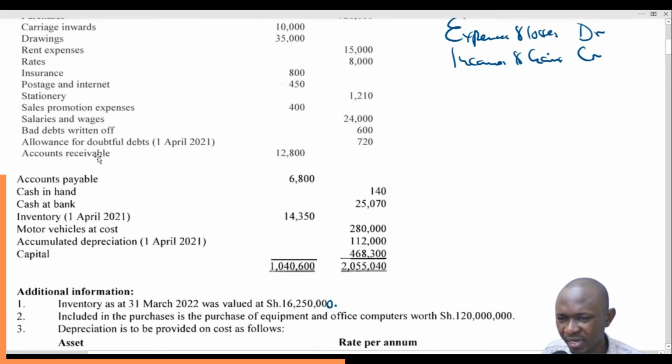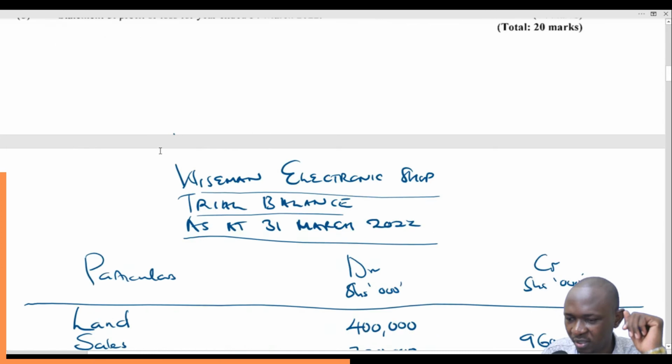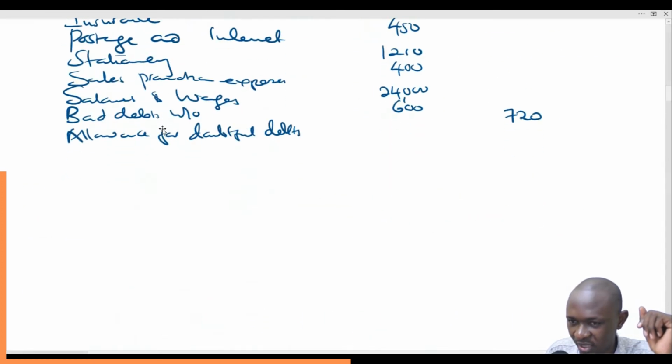Accounts receivable. These are debtors. Debtors are assets. They are holding our money for the business. So they are assets. Accounts receivable, 12,800. So simply come here and say accounts receivable, 12,800.